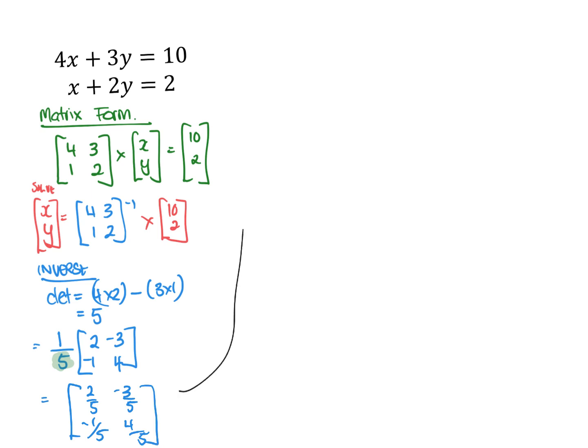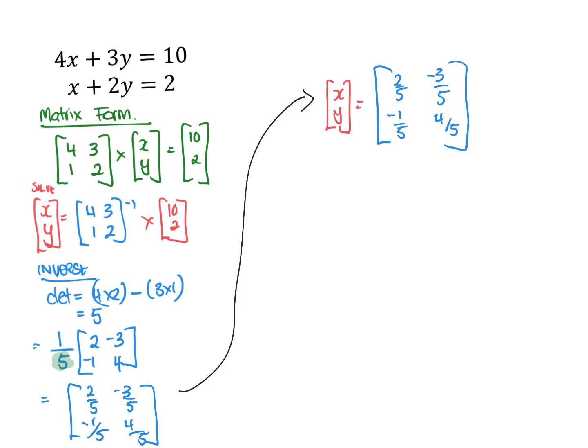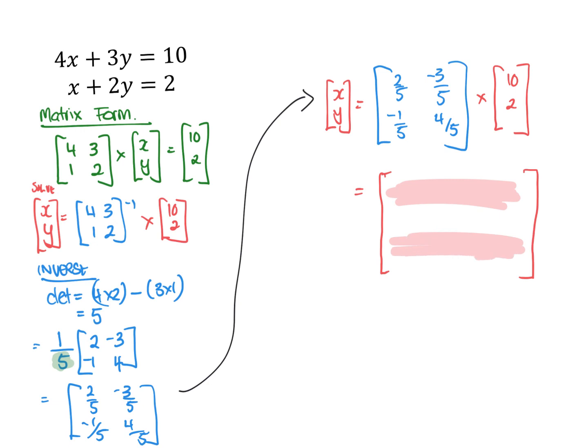So if I'm continuing on with solving, I now know what the inverse is fully. So 2 over 5, negative 3 over 5, negative 1 over 5, and 4 over 5. And what I'm going to do is now manually times it with 10 and 2. Okay, so you still need to show that next bit. So we know it's going to be a 2 by 1. So that means there's going to be an answer here and an answer here. So we still need to show this step.